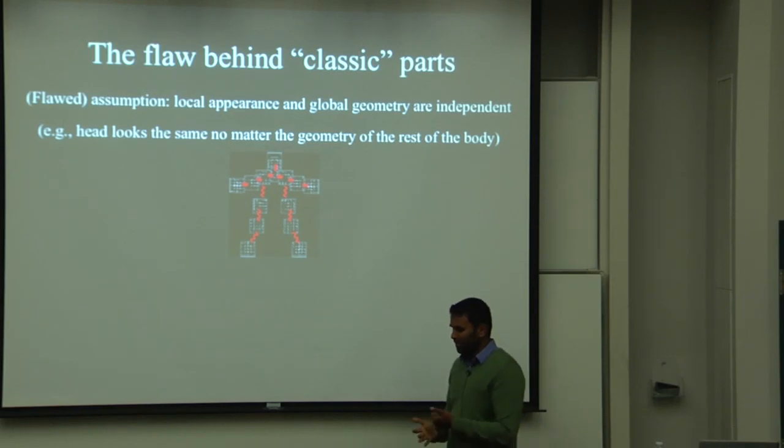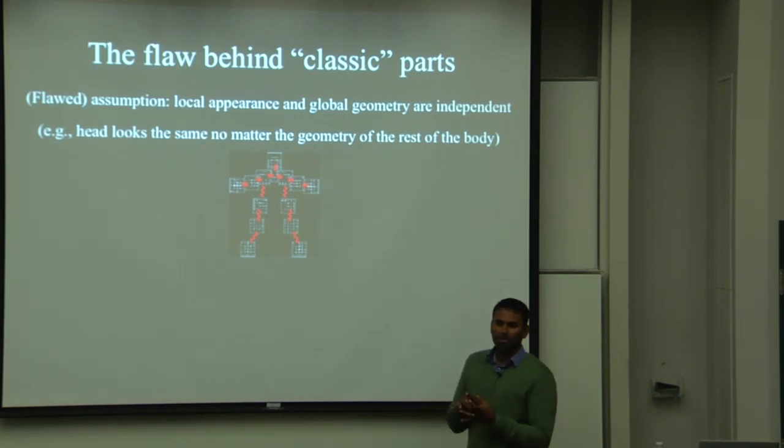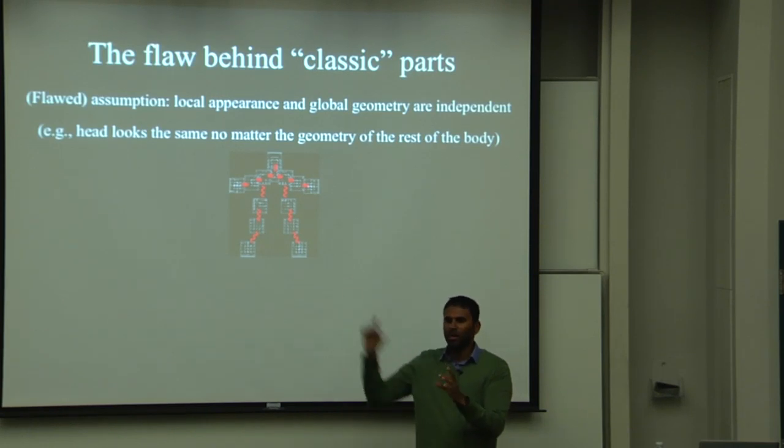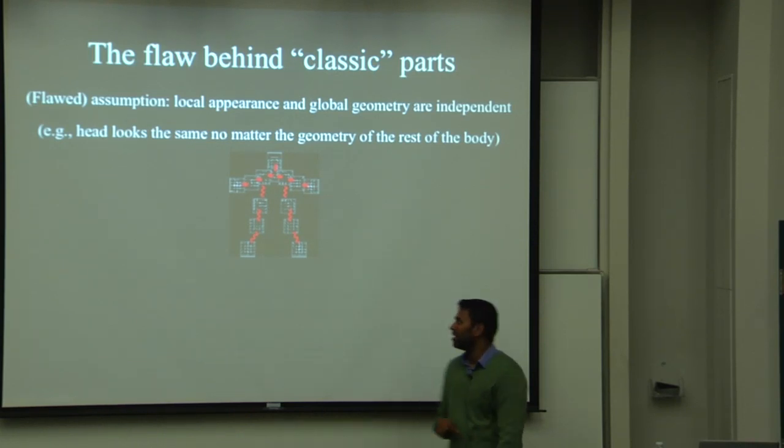And the limitation is based on this idea that part models, as classically defined, seem to have an implicit factorization of local appearance and global geometry. So what it means is that if I take my head template and put it somewhere in the image, as I move that template around, I want to use the same appearance. And even as I move my other parts around, I want to use that same head template. In some sense, that's what it means to be a part. I get to reuse the same local appearance.